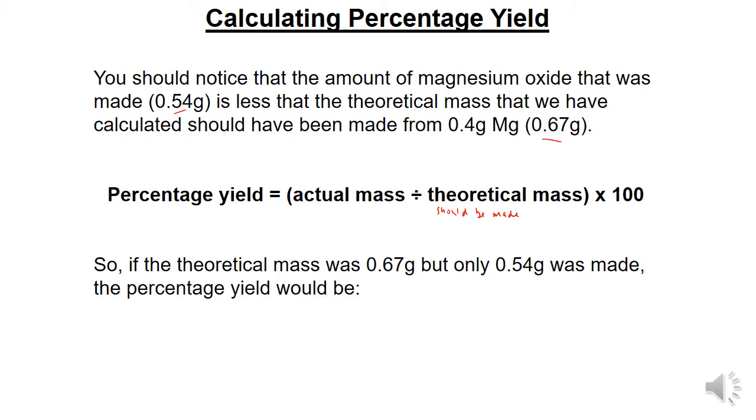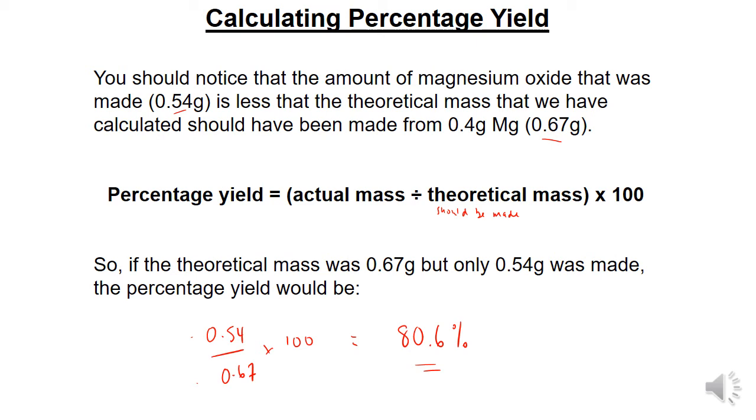So if the theoretical mass was 0.67 grams, according to the mole calculation, but only 0.54 grams was made in the experiment, the percentage yield for this would be 0.54 divided by 0.67, so what was made over what should have been made, times by 100. And if you put that into your calculator, you'll find that it is 80.6%. So we've got nearly 20% there of our starting material that has not ended up as our final product.